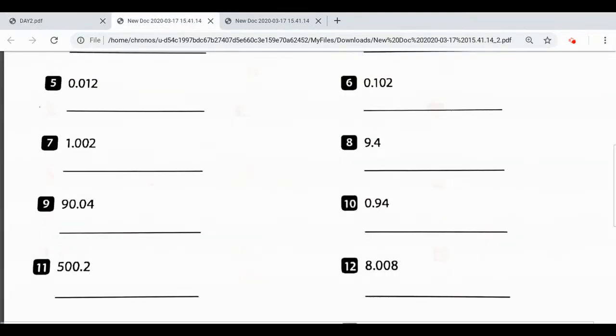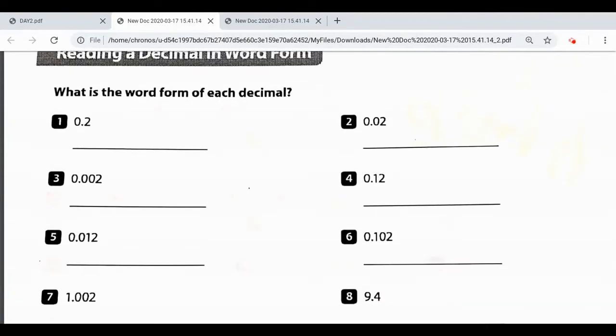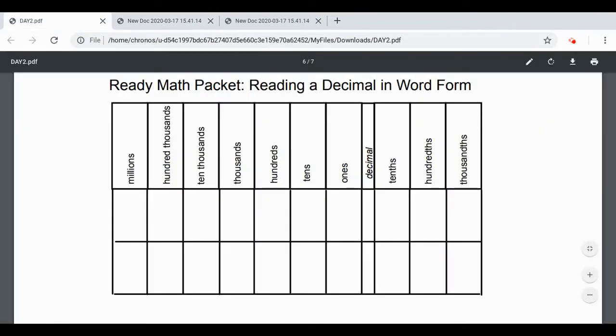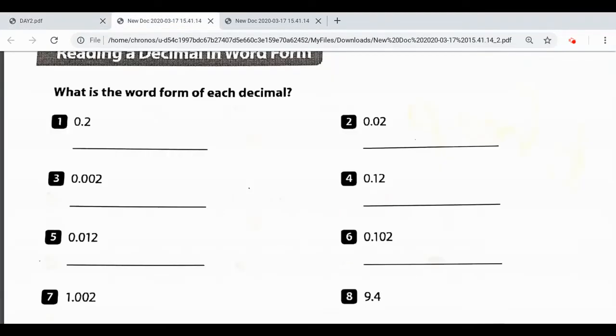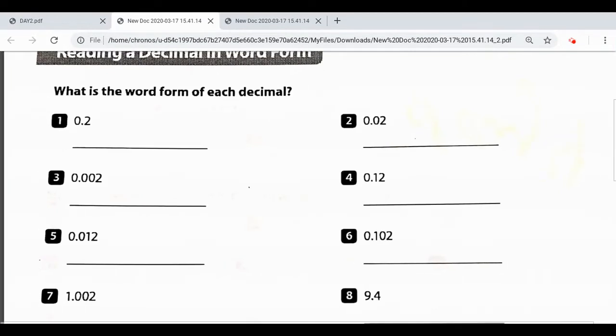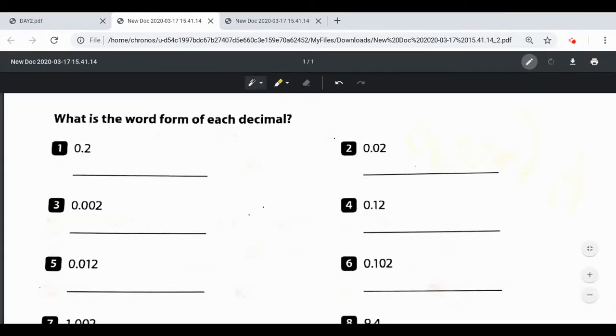So the first problem is 0.2, which of course is not how you say that correctly in word form, but I'm just saying that to not give it away. So if I go to day 2 and I actually write that number, I go here to the chart and I draw 0.2. I realize that the way I say that is 2/10. So I'm going to go back and write. So my answer here is 2/10.